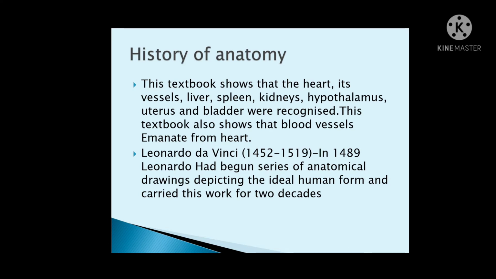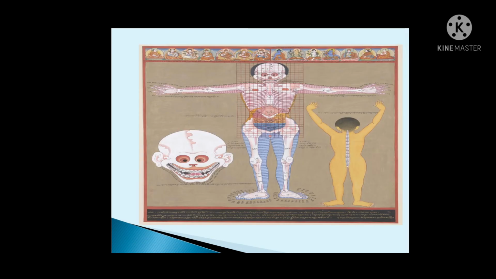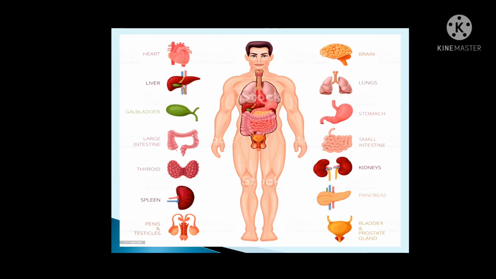Leonardo da Vinci was an artist who used to make pictures of anatomy in 1489 and continued his work for 2 decades. Guys, you can see the pictures which were made to understand anatomy. This is a picture of arms and legs bones. This is a picture of the body. This is a picture of a pregnant lady from old anatomy practices. Guys, this is a picture of modern anatomy. You can see with how much accuracy our body organ parts are shown in the picture.